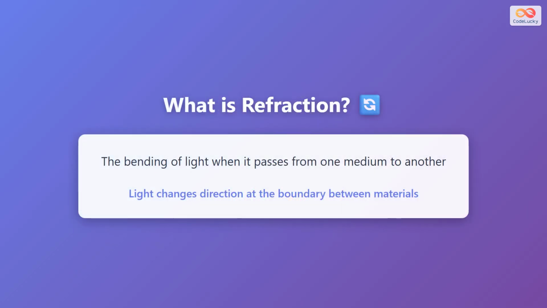So what exactly is refraction? Refraction is the bending of light when it passes from one medium to another. A medium is simply any material that light can travel through, like air, water, or glass. The key thing to remember is that light changes direction at the boundary between materials. This doesn't happen randomly. Light bends in a predictable way, and understanding this behavior is crucial for understanding optics.